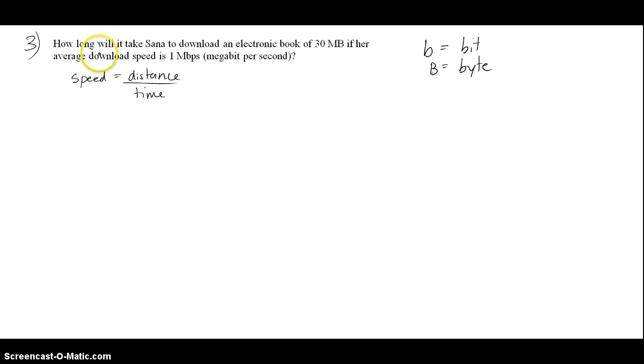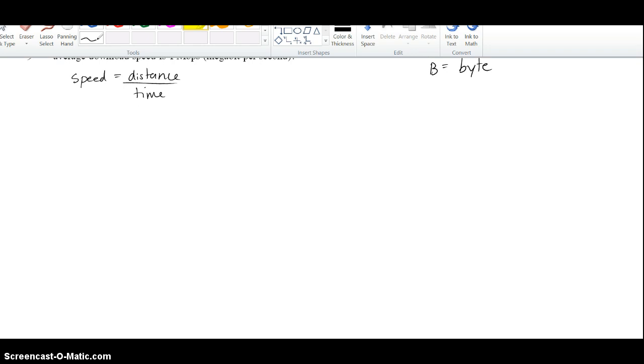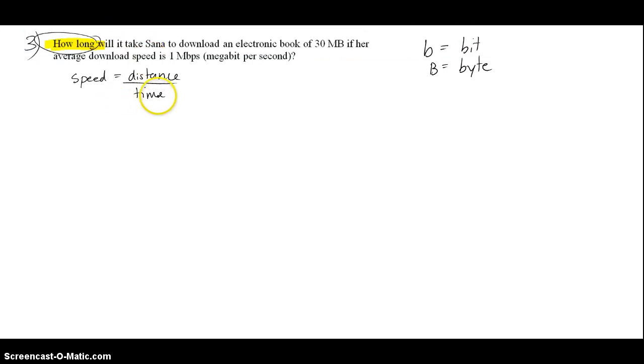And in this question, actually, it's saying how long. So since it's asking for how long, what we want there is the time. So let's just rearrange this formula, and we end up getting time equals distance divided by speed. So that's just a simple formula rearrangement. Multiply this up here and then divide by speed. And then we can solve for our unknown.